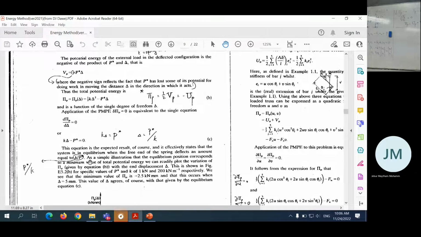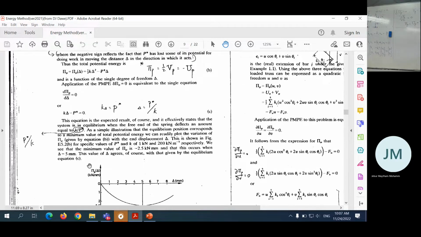Okay, so for this one, we do not need to go through all this to solve. We can use directly the concept of equilibrium, and then we get these equations directly. But we got this equation through PMPE. So PMPE actually gives you the equilibrium equations that you need to solve for the unknown displacement.